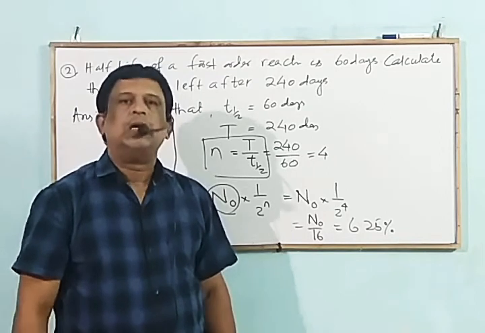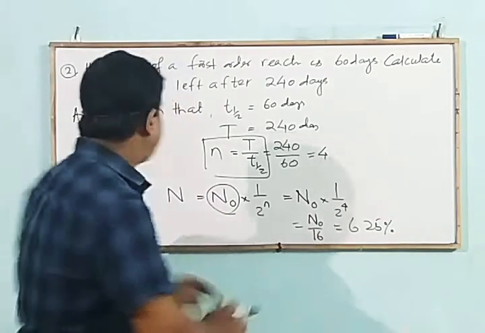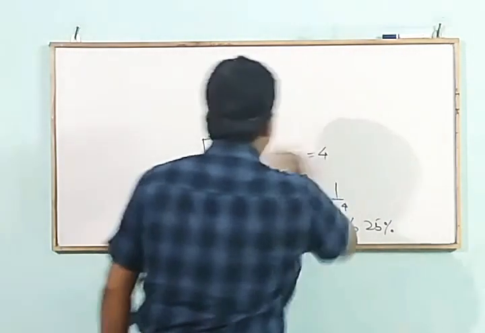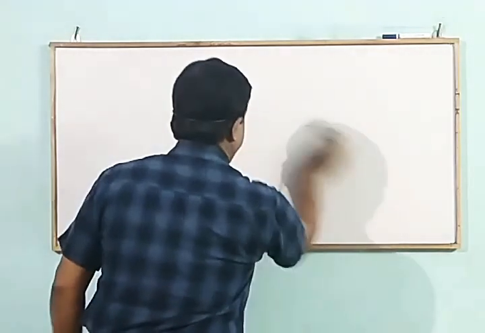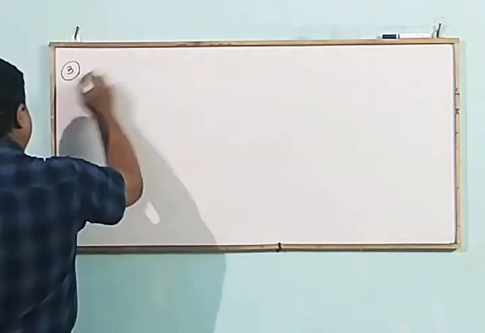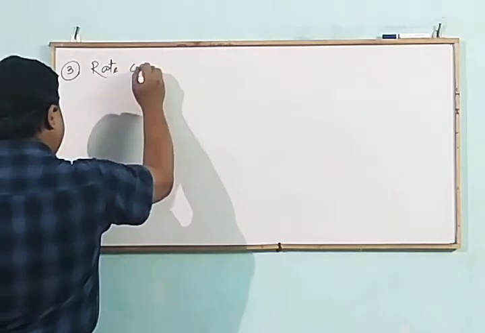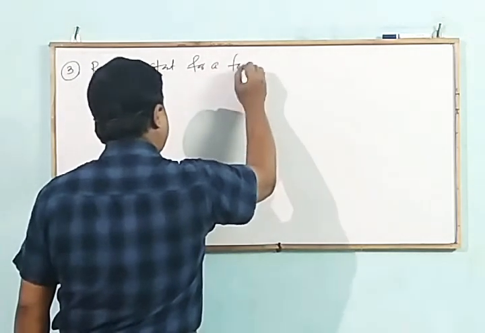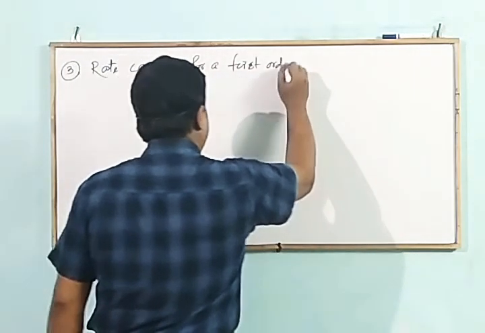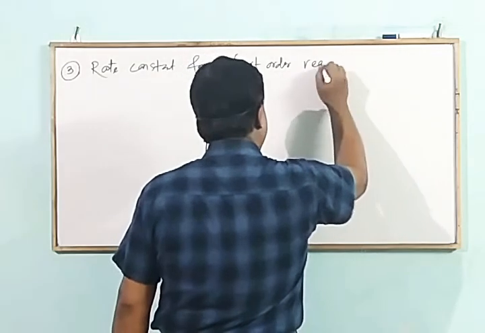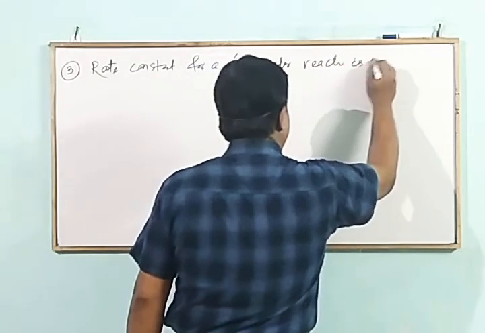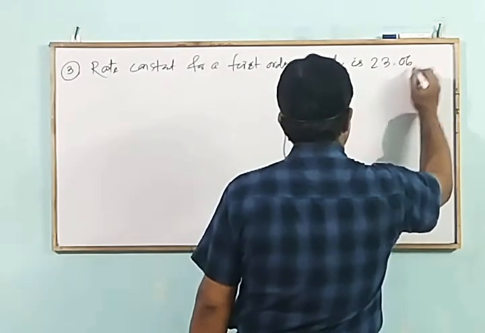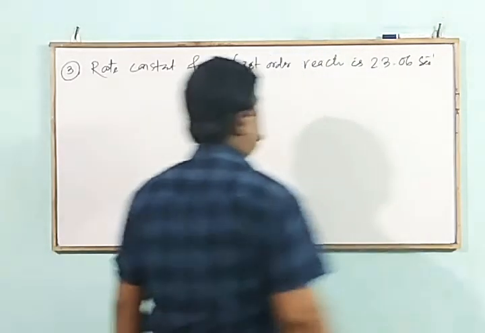Then switch over to another type of problem. Mark that. What is the question? Question number 3. Mark that. Rate constant for a first order reaction is 23.06 second inverse.